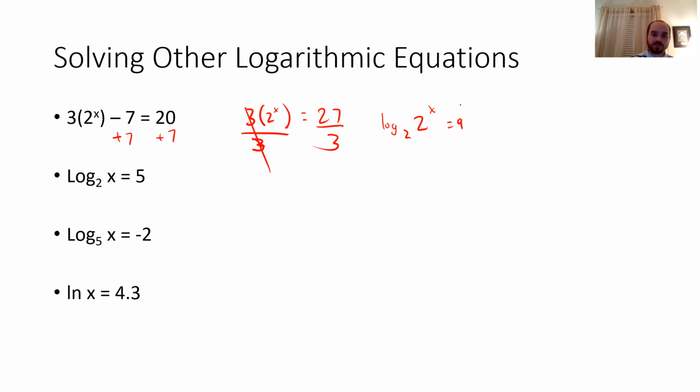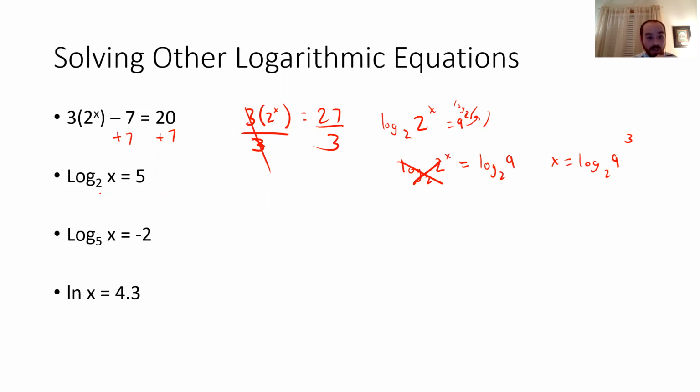If we take the log base 2 of 9, so we'll have log base 2 of 2 to the x. And again, this is one of our formulas. These are going to cancel. Equals log base 2 of 9. So x equals log base 2 of 9. And this should be just a little bit over 3. I don't, again, have a graphic calculator, so I can't solve this right now, but it's going to be just a little bit over 3.